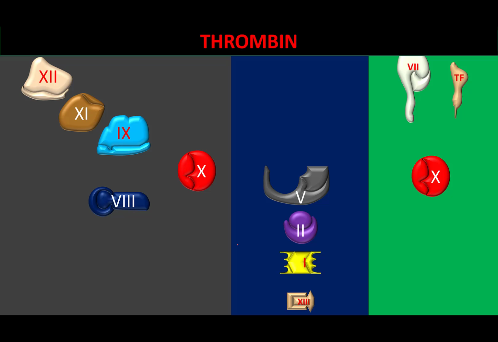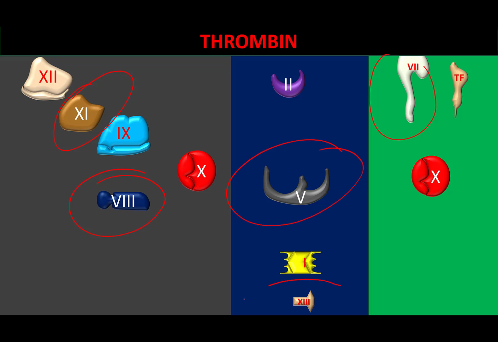But it is very important to understand that whenever the intrinsic pathway gets activated, it will activate factor 10, and at the end it will activate factor 2, which is thrombin. Very important to understand, this thrombin will again activate factor 5, factor 7, factor 8, factor 9, and factor 13. What we have to understand is that it has activated all these factors: factor 11, factor 8, factor 7, factor 5 and factor 13.